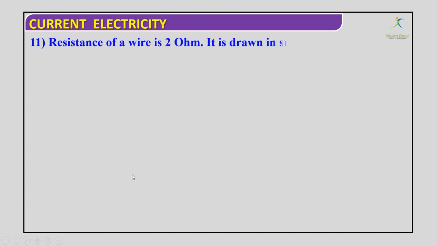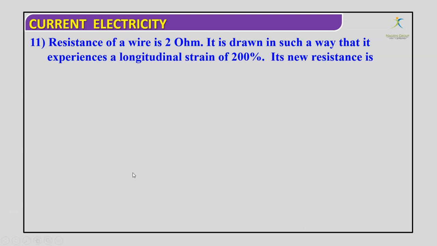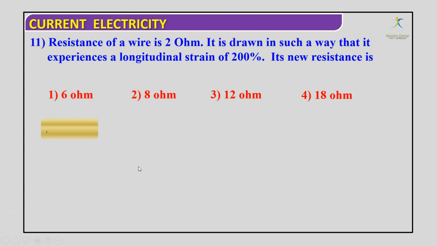Next question, we have a wire whose resistance is 2 ohm. It is drawn in such a way that it experiences a longitudinal strain of 200%. Its new resistance is: 6 ohm, 8 ohm, 12 ohm, or 18 ohm. Let us see the solution of this question.